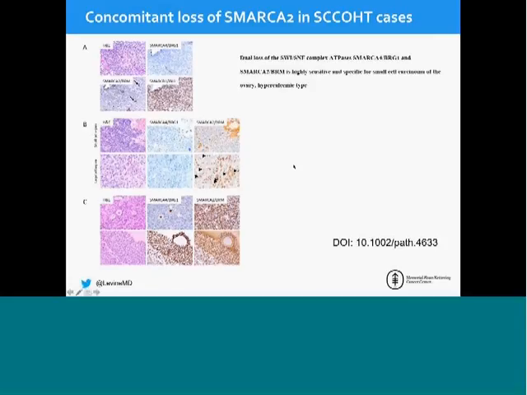This is from the Vancouver, British Columbia TGen group, and so we're all asking the same questions, and they reported a very similar finding, that in their tumors also SMARCA2 is lost in all of these cases that have a SMARCA4 mutation.